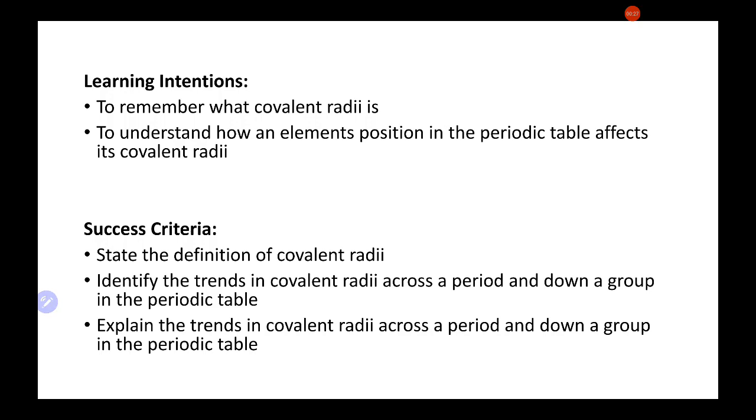So the first part is quite straightforward. It is going to be something that's quite new to you. The concept initially can be quite tricky, but hopefully we can break it down enough so that it's relatively straightforward. So we're talking about what covalent radii is. You might have heard that word radii or radius before in maths, and we're going to be talking about how different elements in different positions in the periodic table affect the covalent radii. So you need to talk about what that is and identify the trends in the periodic table. That is the whole point of this topic.